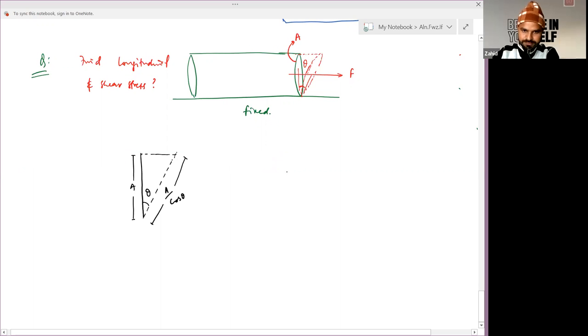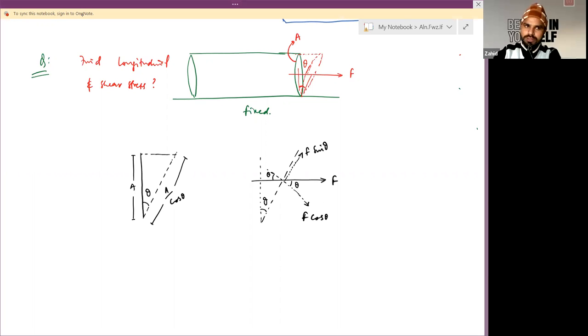Similarly, for force, this is your deformed face and this is the applied force over this. This is theta. So if you draw a vertical line to this, theta will be equal to this part. So there will be a component of force along this direction, F cos theta, and another along this direction, F sin theta. Is it clear? Yes, sir.